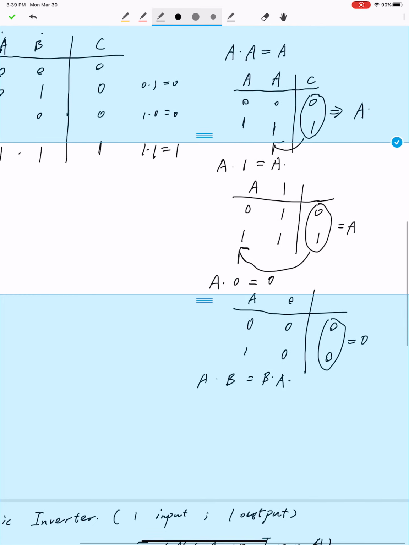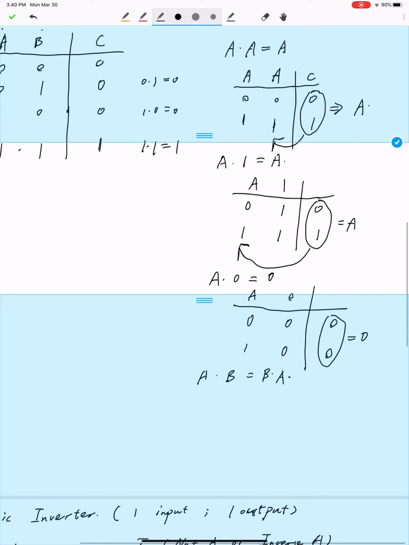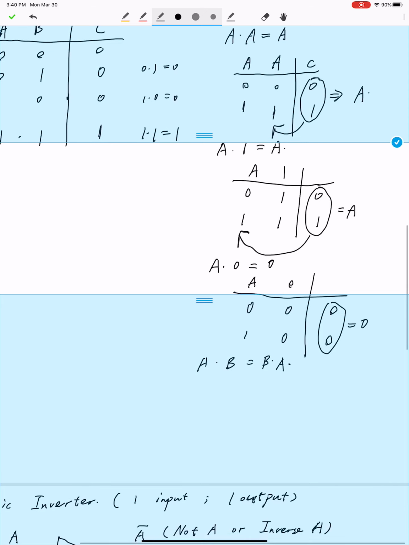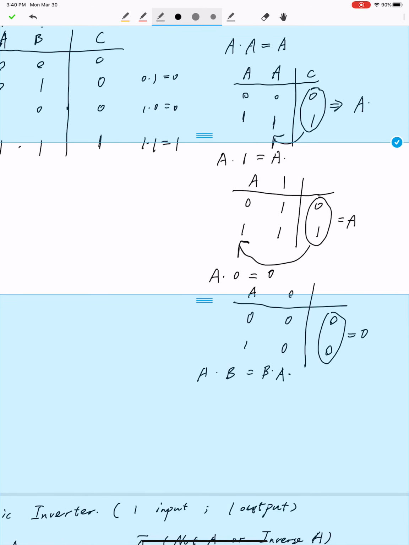What about A times 1? Based on our previous knowledge about multiplication, anything times 1 is the original thing, right? So that experience is still satisfied. A times 1 is still A. We can verify that with a truth table. A could be 0 or 1, and the other input is always 1. 0 times 1 is 0. 1 times 1 is 1. So the output, as you can see, is still A.